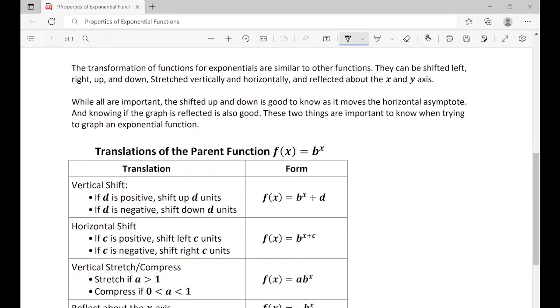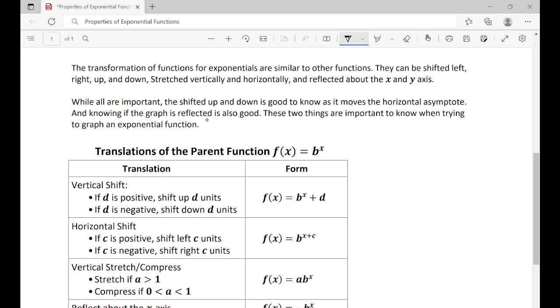Now there are transformations, and these transformations for exponentials are similar to the others. They can be shifted left, right, up, down. They can be stretched vertically or horizontally. They can even be reflected over the x and y axes. Now all these are important, but you really need to pay attention to the shifts up and down, as they move the horizontal asymptote up and down.